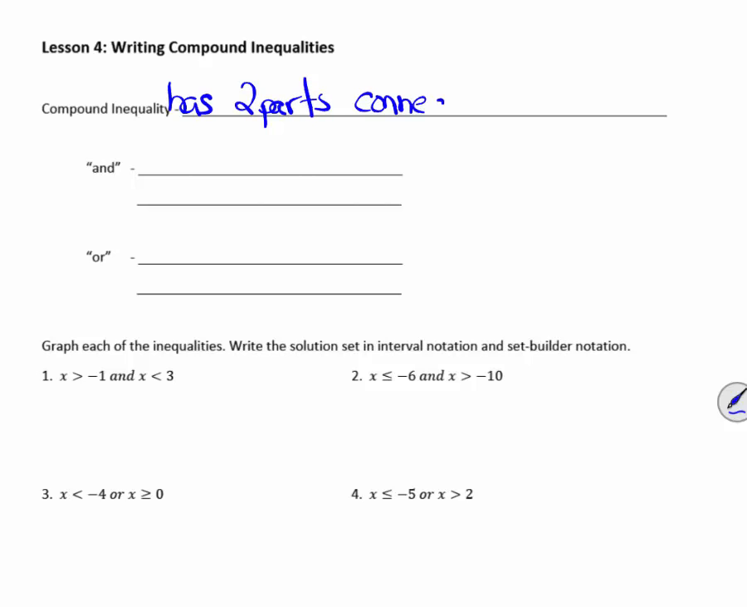connected using the words "and" or "or." All right, so it's going to have two different parts to it. The "and" part means that you're going to shade between the numbers.